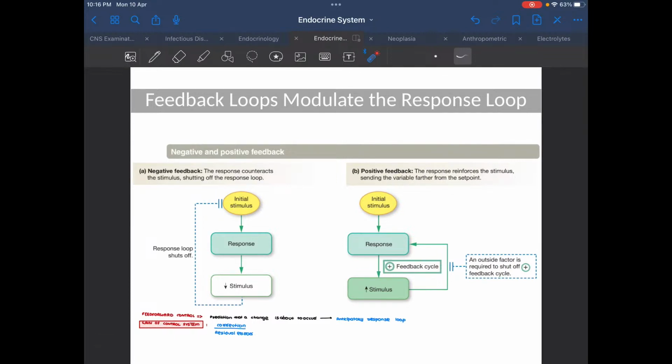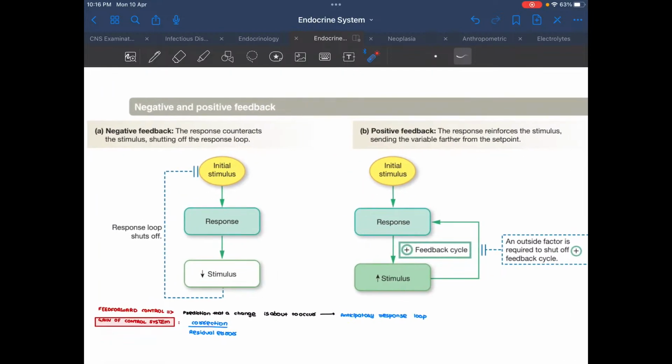Feed forward control I was telling you about, guys, कि feed forward का मतलब है एक prediction करना है कि change is about to occur, ठीक है? And अभी change हुआ ही नहीं है, and then you mainly give some anticipatory response predicting what is going to happen, ठीक है? That's a feed forward control. A very important MCQ again.